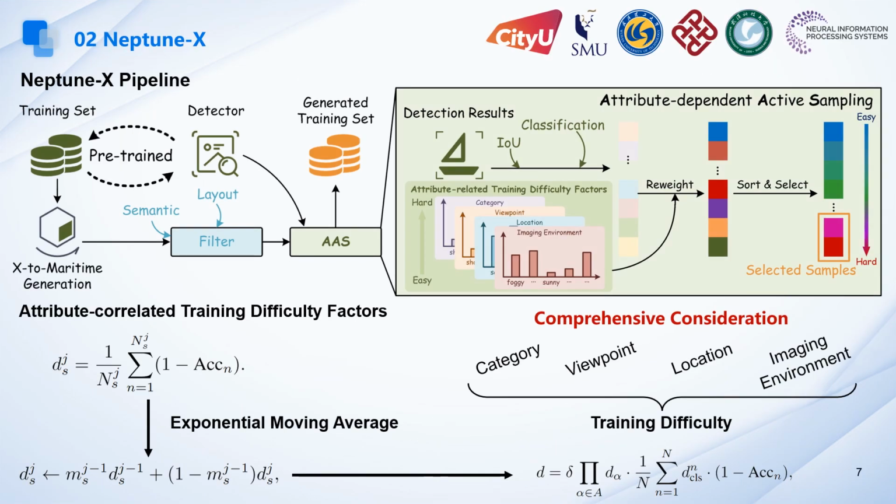For the selection part, Neptune-X uses an attribute-dependent active sampling strategy, AAS. This prioritizes synthetic samples that are most beneficial for boosting detection performance. The strategy is guided by what we term attribute-related training difficulty factors, ATDFs. These factors estimate how hard a sample is to learn from, based on different semantic attributes like viewpoint, object category, and environmental conditions.